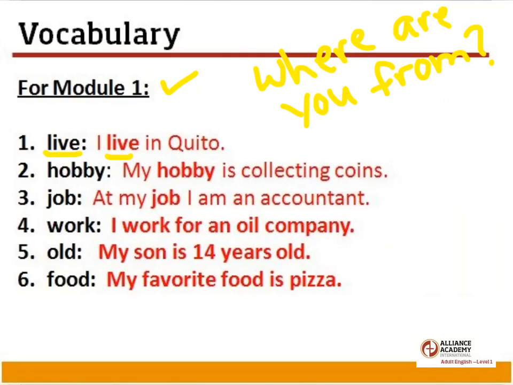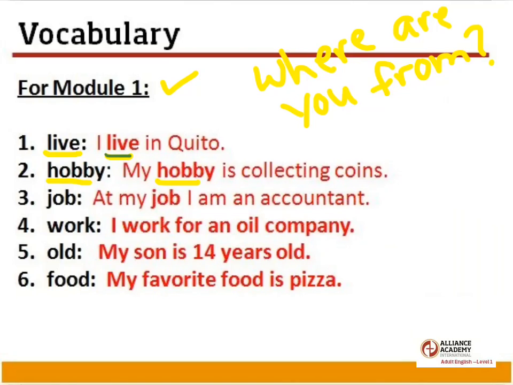And we'll look at that a little bit later in our salutations. But it's important to remember at this point, live is asking where the person is presently living. Let's move on. Hobby is something you like to do. So an example sentence, my hobby is collecting coins.